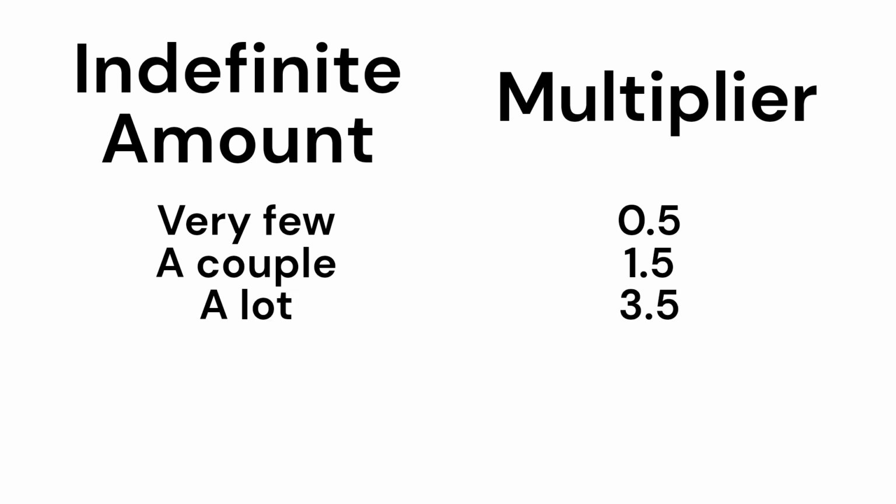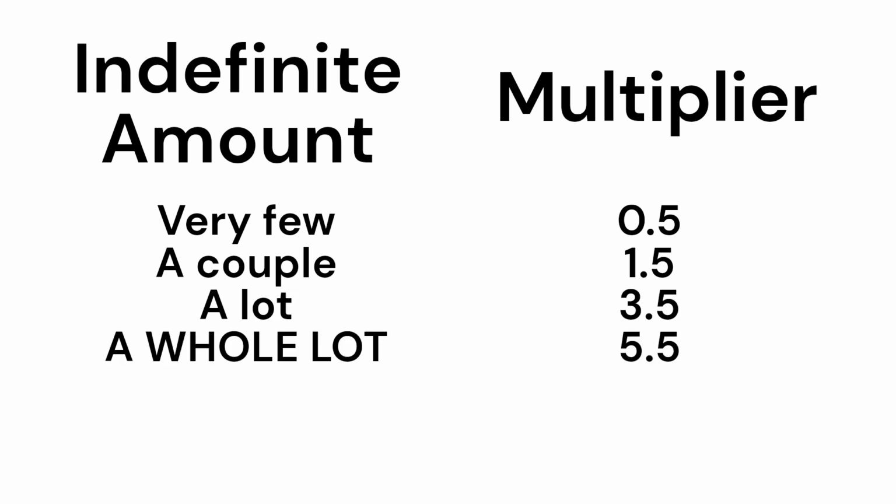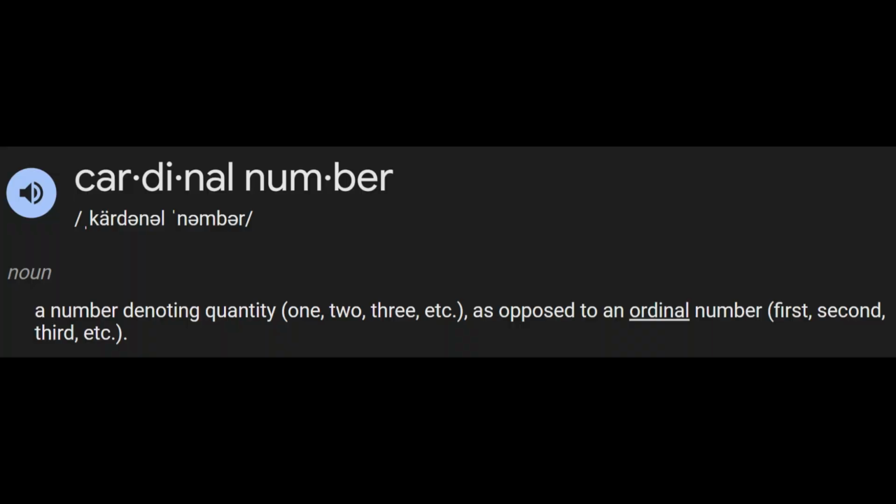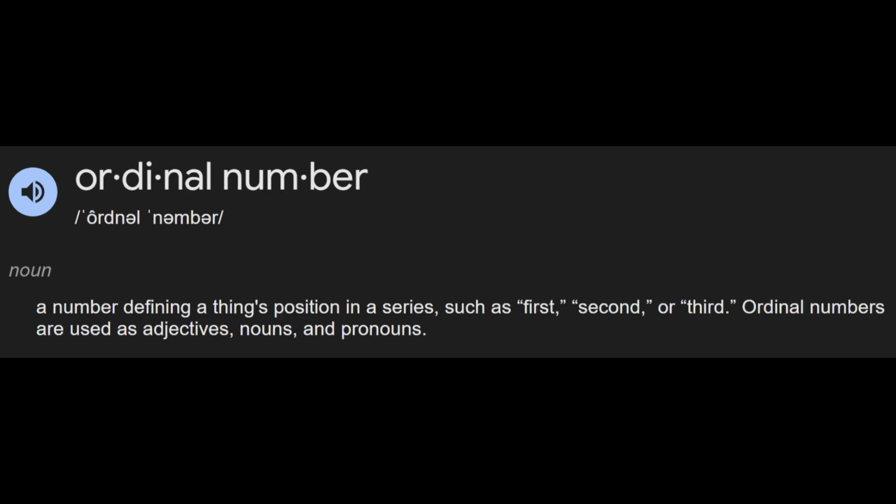For a lot of things, you multiply by 3.5. For a whole lot of things, you multiply by 5.5. While cardinal numbers, numbers for amounts like 1, 2, and 3, are made through multiplying functions by a constant, ordinal numbers, numbers for the order of a list, like first, second, and third, are made a little bit differently.